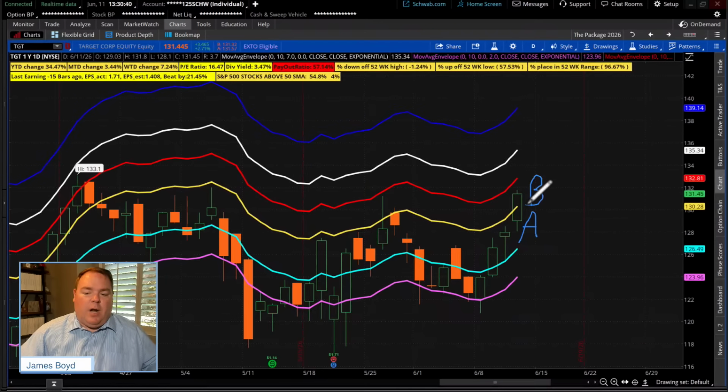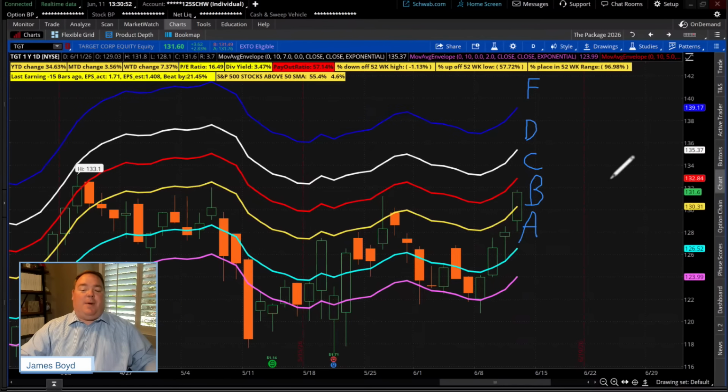B is between yellow and red. C is actually between red and white. And in this case, we're going to say D is between white and blue. And if someone says, man, I'm going to buy really above that blue line, some investors might say, my gosh, that might be an F. And I'm just using a grading system because we're used to that because we all went to school.